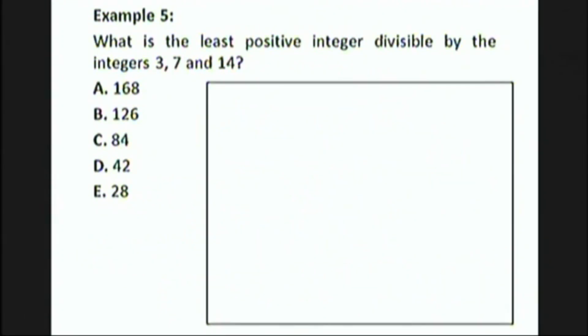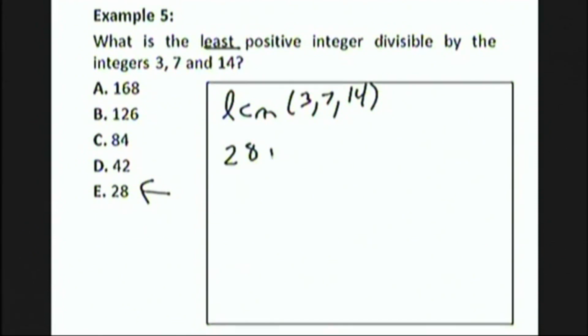Now let's try a typical multiple choice question. What is the least positive integer divisible by the integers 3, 7, and 14? So this question is just asking for the least common multiple of 3, 7, and 14. We can do this using some of the methods we just learned, but since we have answer choices, I'm going to show you another way that works only for multiple choice questions. Since the word least appears in the problem, I'm going to start with the least answer choice and check if that number is divisible by 3, 7, and 14.